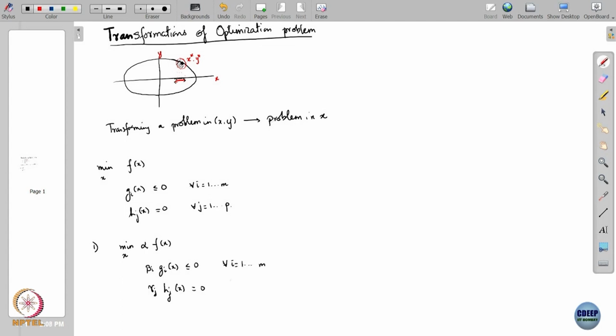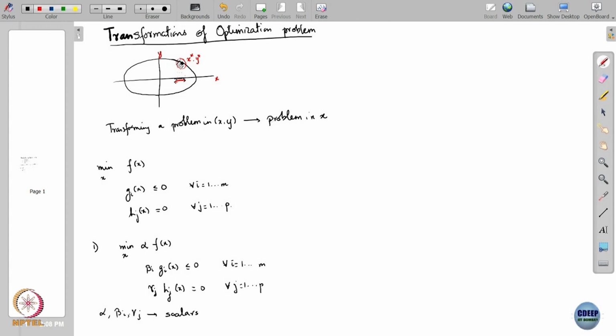So, what I have done is I have multiplied the objective by alpha, the ith inequality constraint by beta i, and the jth equality constraint by gamma j. Now, are these two equivalent? Alpha, betas, gammas are all scalars. Are these two equivalent?